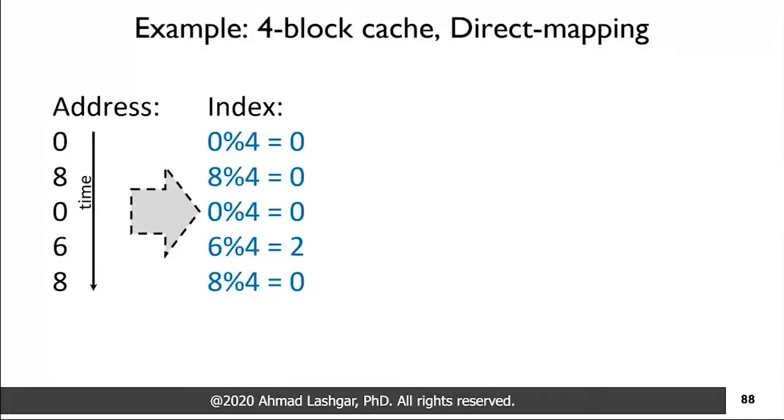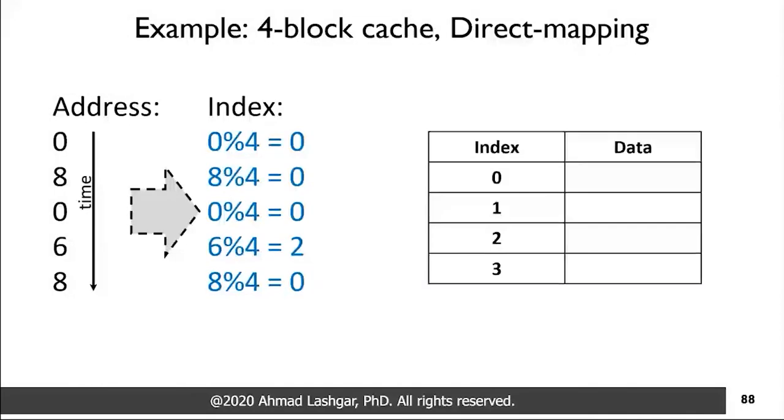So the first 3 addresses are mapped to index 0, entry 0 of the cache. Address 6 is mapped to entry 2, and address 8 again is mapped to entry 0. This is how we represent our cache, 4 lines in the cache. Let's start the trace. We send the first request to the cache. There is no data in the cache, so that's definitely a miss. We bring in the data, and since this address corresponds to index 0 of the cache, this data should sit at index 0 in the cache.